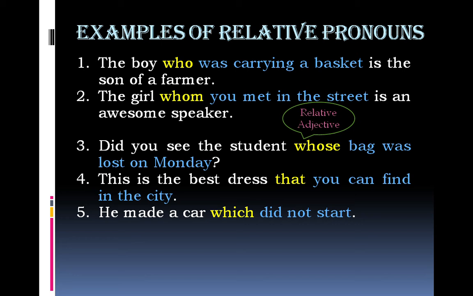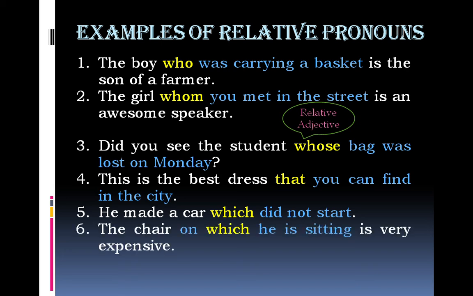He made a car which did not start. He subject, made verb, car object. He made a car, that's one clause, which did not start, the second clause. Relative clause, adjective clause. Which is the relative pronoun and which is the subject of its clause. Which subject, start verb. So which has been used in subjective case in this sentence.